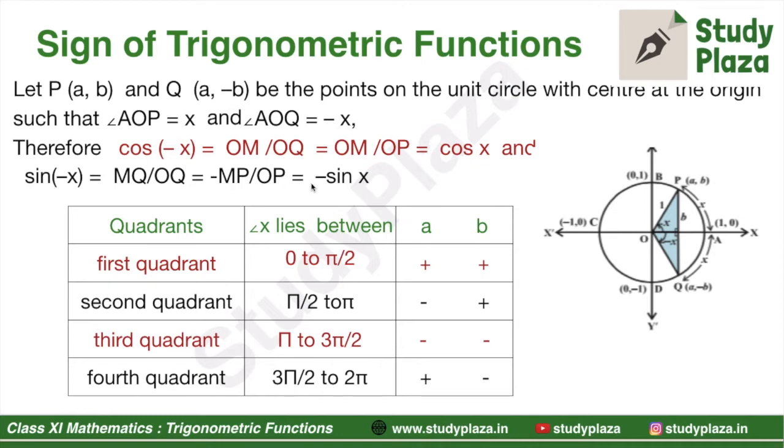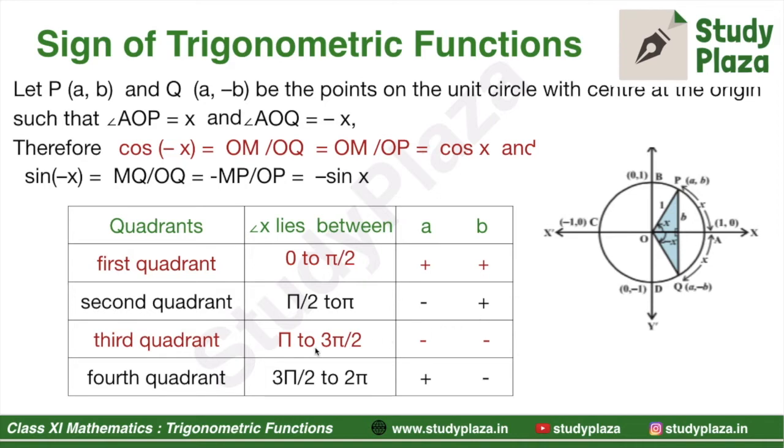In this way, we can calculate the signs of the different trigonometric ratios, or we can understand that when the value of angle x lies between 0 to pi by 2, that is in the first quadrant, both the x and y coordinates of point P will be positive. In the second quadrant, that is from pi by 2 to pi, A, meaning the x coordinate, will be negative and B, meaning the y coordinate, will be positive.